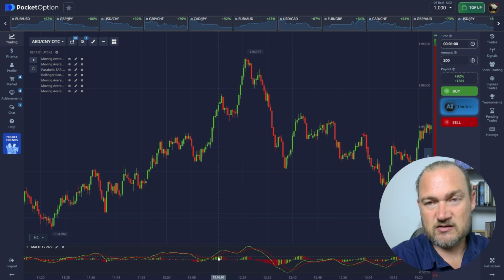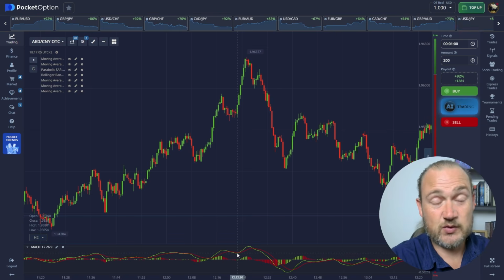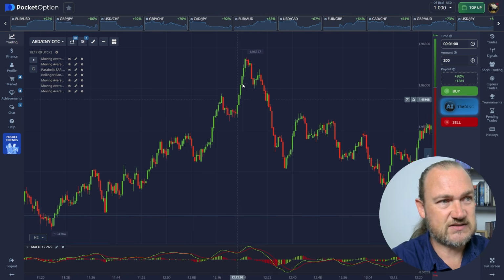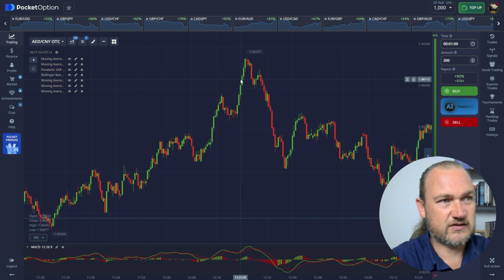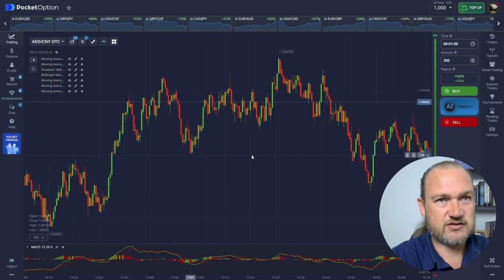The MACD and the signal line was well above the zero line, and it did a bearish crossover. We ignore the bearish crossovers, but we're looking for these bullish crossovers. And as we can see, we had some great movement there. You could have gotten in on any of these candles and you would have had a good entry. So that's what we're going to look for, and that's the strategy we're going to use.